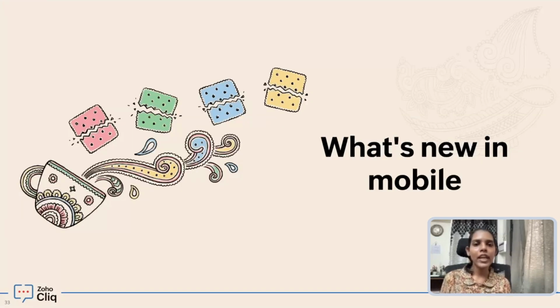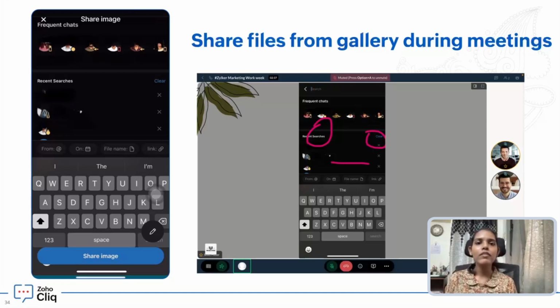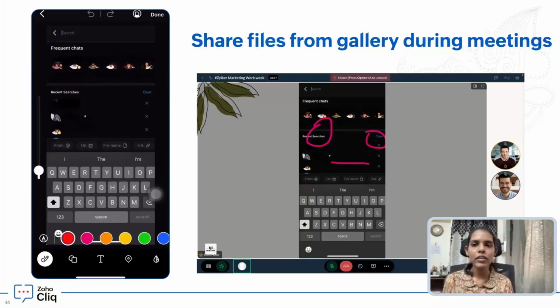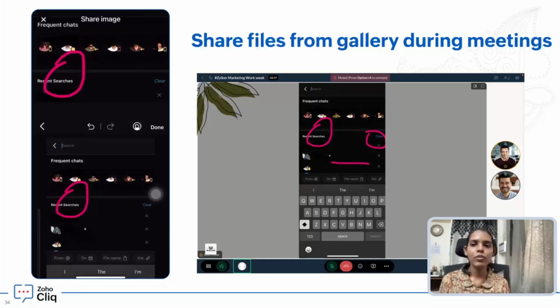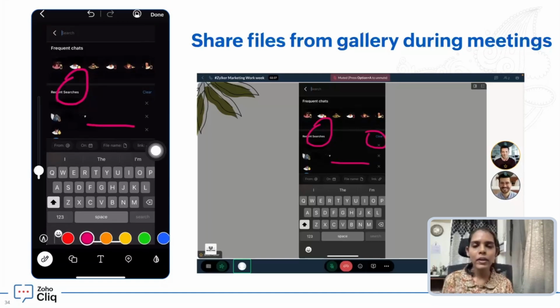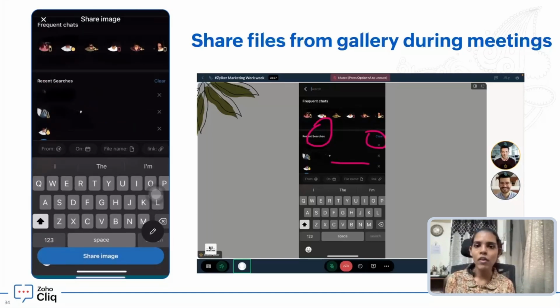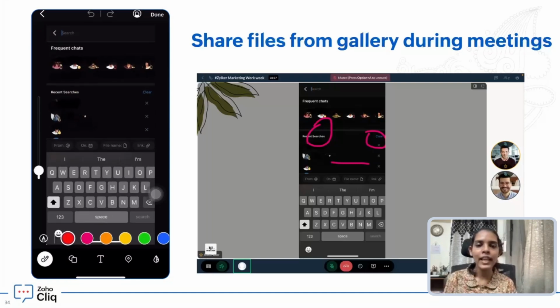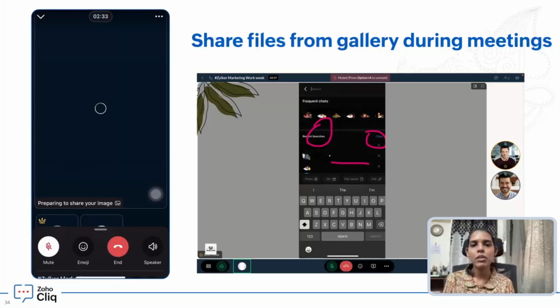With respect to what we've introduced for the Cliq mobile app, we have a few additions. If you're somebody who loves to attend meetings via phone, you're mostly on the go, you take calls from your phone, you collaborate from your phone, you share from your phone, you would like to annotate images from your phone. Now you can directly share files from your gallery. Let's say you have taken a screenshot of a particular screen. You would like to share it during a meeting and highlight certain things from it. You can share it and then annotate it. People attending the call from the desktop will also be able to see what you're doing in real time.